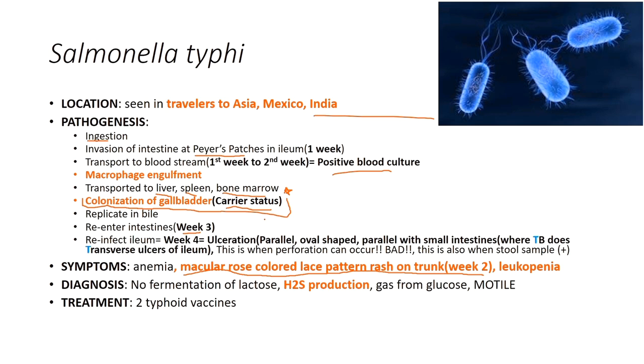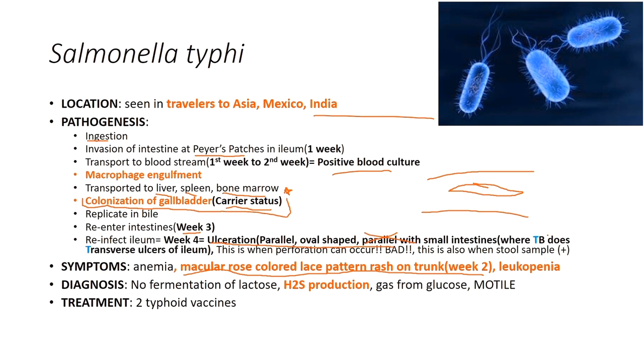And the ulcerations for these guys are actually going to be parallel and oval-shaped. These will be kind of along the lines of your lumen. So if I draw, here's the lumen of your intestines. This is going to be your ulcers for your Salmonella typhi.